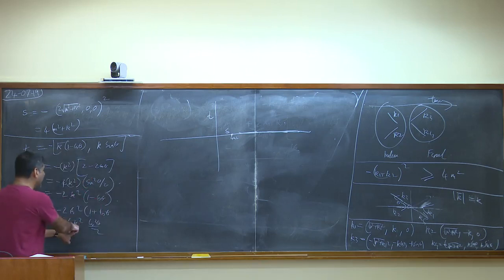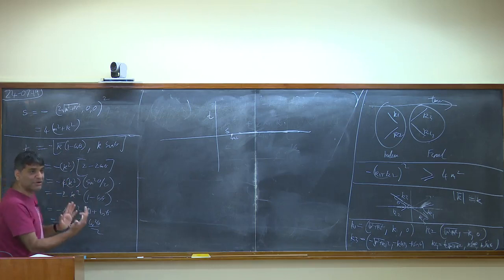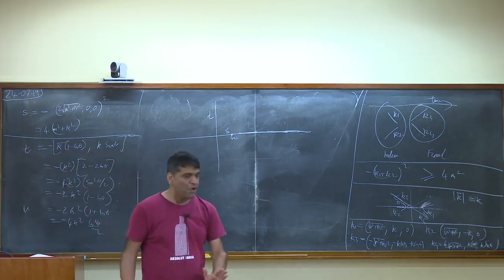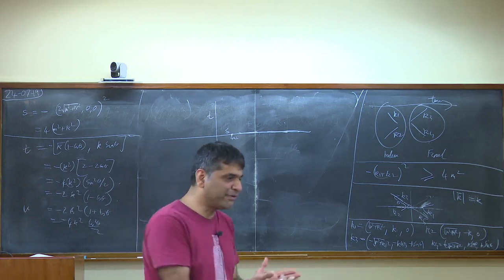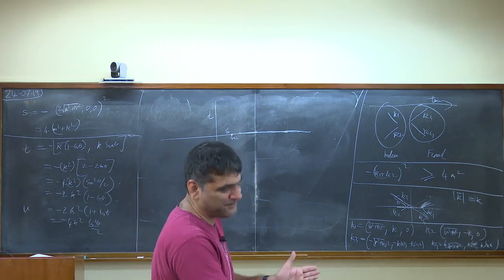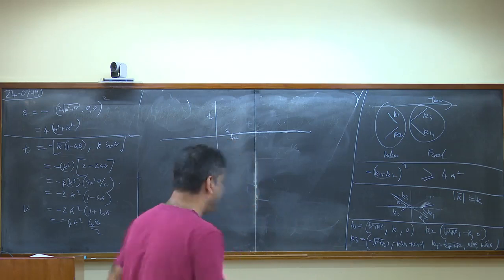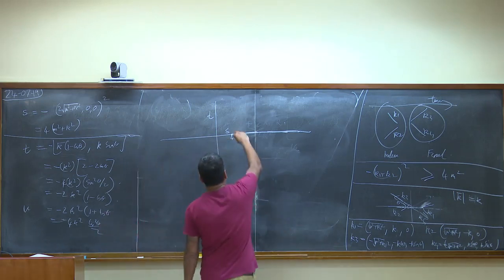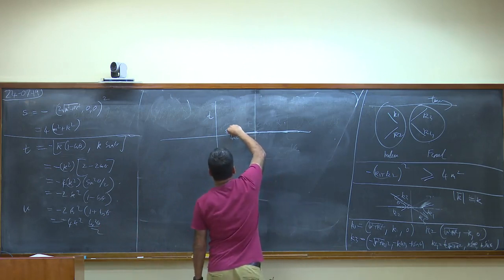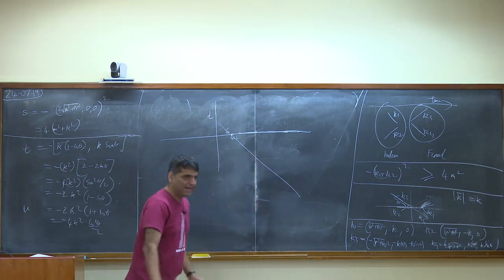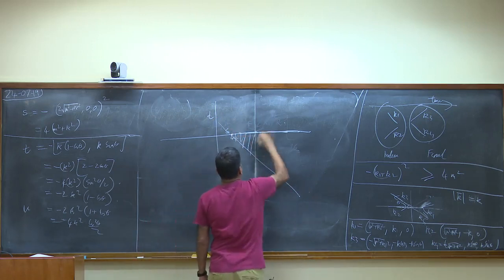T cannot be too large. Its modulus cannot be larger than 4k square, which is the difference between S and 4m square. So there is this line here, which is basically S is equal to minus T, and all physical scattering happens here.